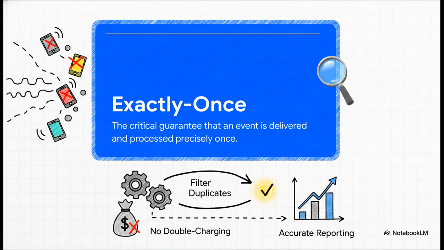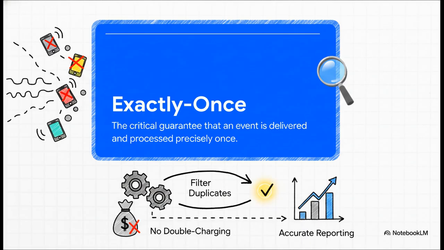To transform millions of raw, messy events into clean, actionable business metrics, we have to achieve what engineers call exactly-once semantics. And this right here is the holy grail for ad systems. It guarantees that an event is delivered and processed precisely once.